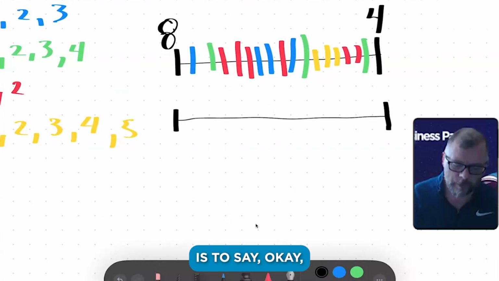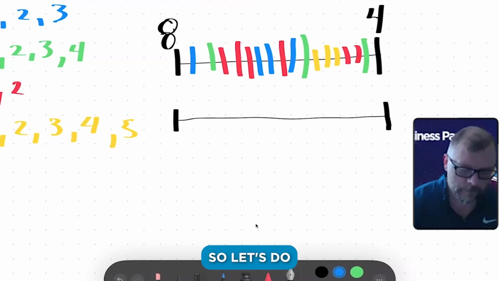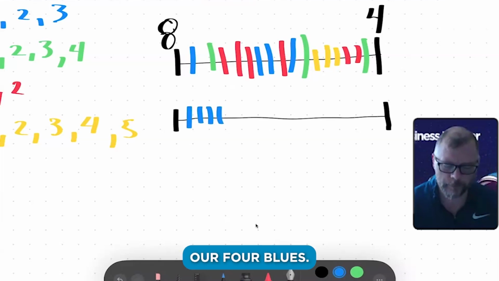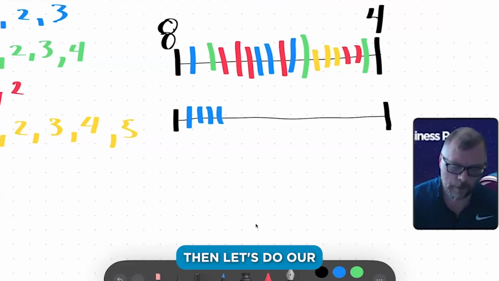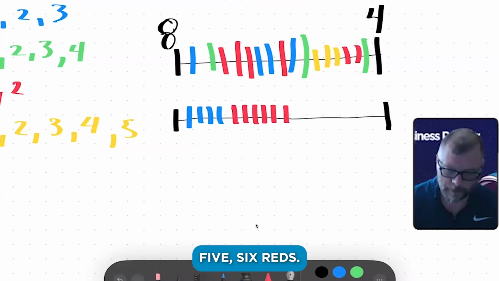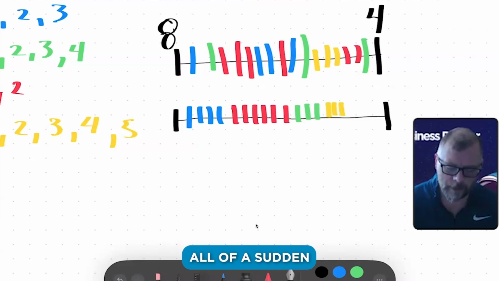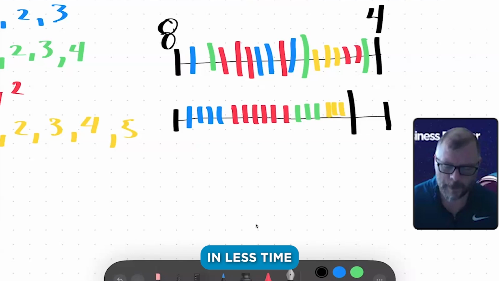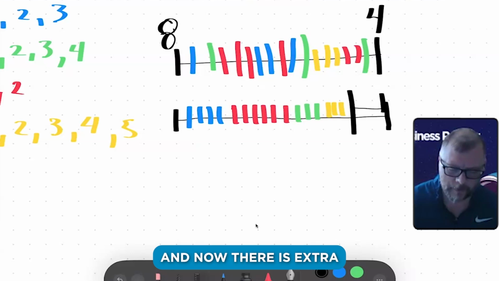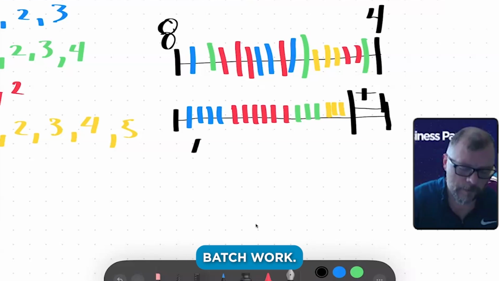So the goal is to say, okay, well, let's figure out the smartest way to group our work. So let's do our 4 blues. Then let's do our 1, 2, 3, 4, 5, 6 reds. Then let's do our 3 greens. Then let's do our 3 yellows. Well, now all of a sudden we finish it in less time. And now there is extra time in our day to complete this because we did what's called batch work.